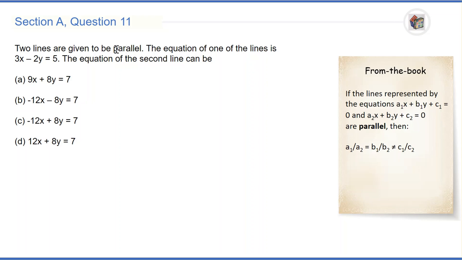Two lines are given to be parallel. The equation of one of the lines is this, 3x minus 2y equal to 5. The second line, we want to see which of these can be the equation for that.